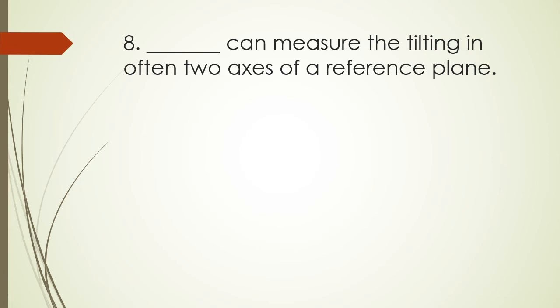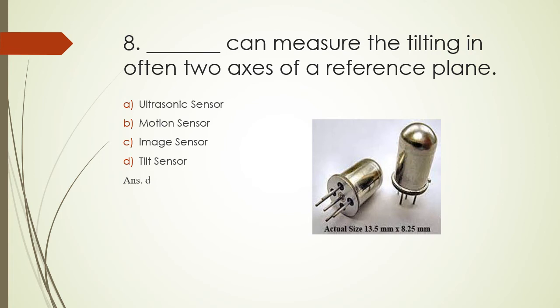Dash can measure the tilting in one or two axes of a reference plane. Options are ultrasonic sensors, motion sensor, image sensor, and tilt sensor. Okay, so as the word tilting is there, that's why option D is the correct answer. This is one kind of a hint we can say. And this is how the tilt sensor looks. This is one of the types of tilt sensor. There are various types of tilt sensors. You have already studied it. Okay, this is one type of the tilt sensor, and tilt sensors are used for measuring the tilting in two axes of a reference plane.